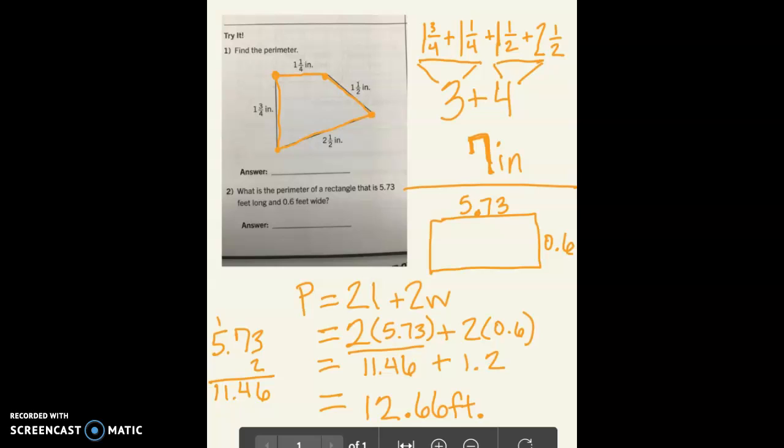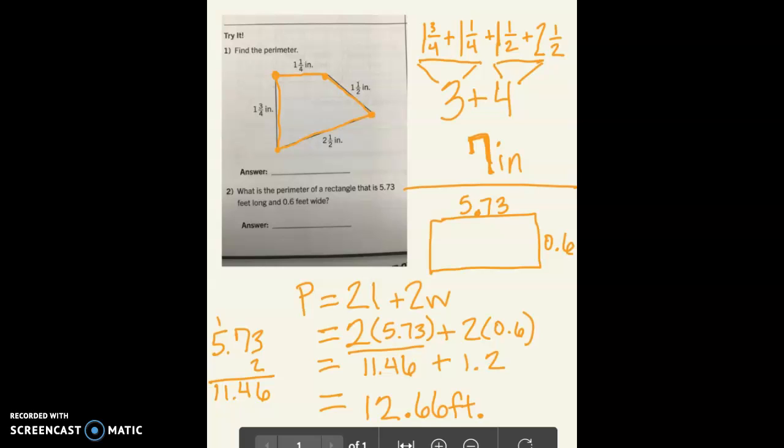Looking at question 2, what is the perimeter of a rectangle that is 5 73/100 feet long and 6/10 feet wide? I like that they drew, since there was no picture, they did choose to draw that, really making sure they understood. But instead of just adding up all four sides, they used a formula from the reference material.